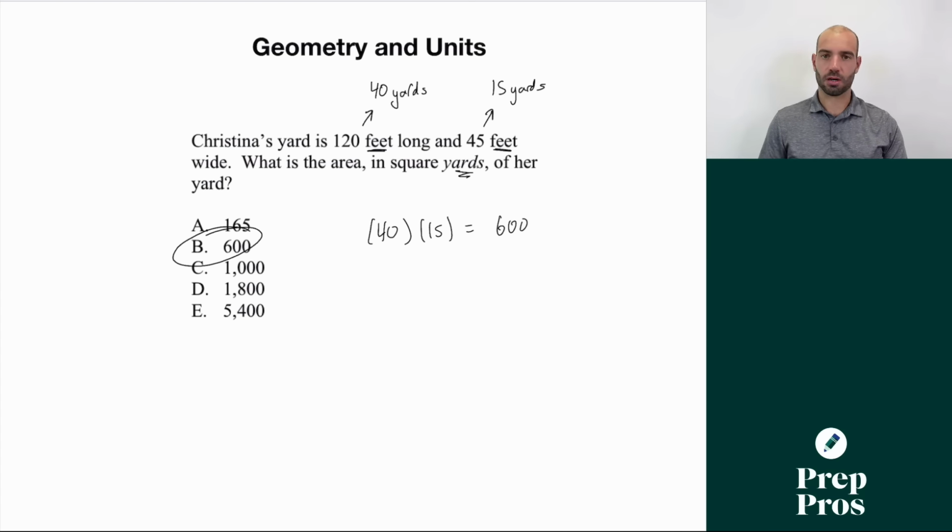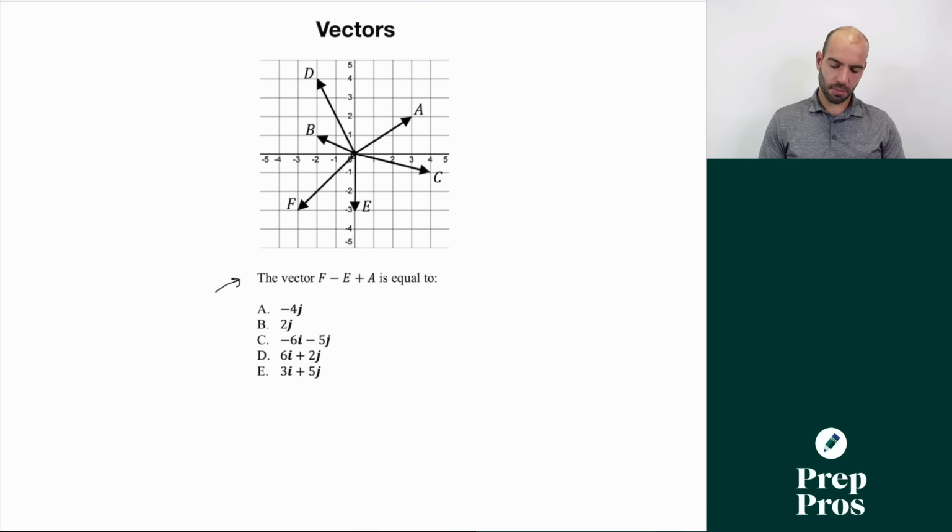The ACT also includes questions on vectors, which is a topic many students have never learned before. Now here I'm going to show you how to add or subtract vectors when they're drawn on the coordinate plane. So here, if I want to find out what f minus e plus a is equal to, we're going to start by drawing vector f.